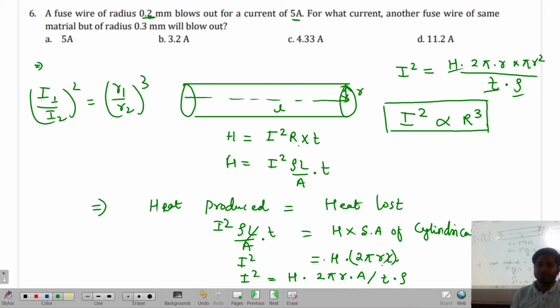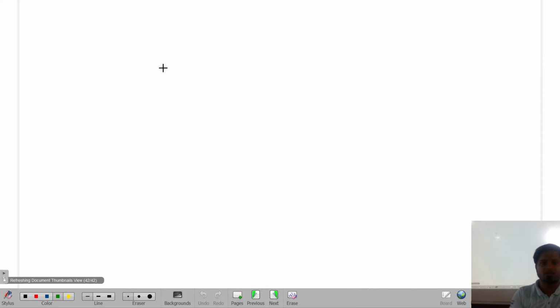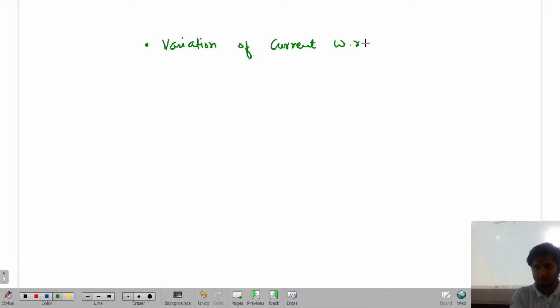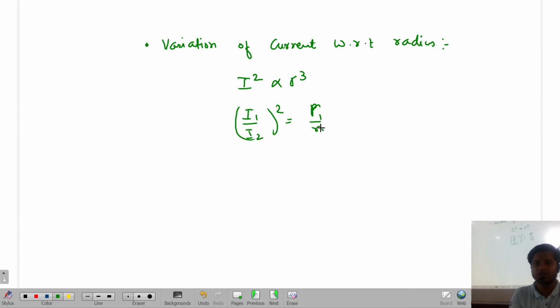Remember this. Can I take another page, or are you guys writing? So, variation of current with respect to radius is given as I square is directly proportional to r cube. I1 by I2 whole square is equal to r1 by r2 whole cube. Got it or not? This is the first important point.